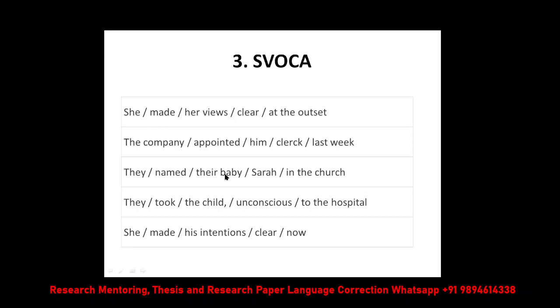They named their baby Sarah in the church. They took the child unconscious to the hospital. Here, in the church and to the hospital are where. See, he made his intention clear now. When? This is now. So: subject, verb, object, complement, and adjunct.